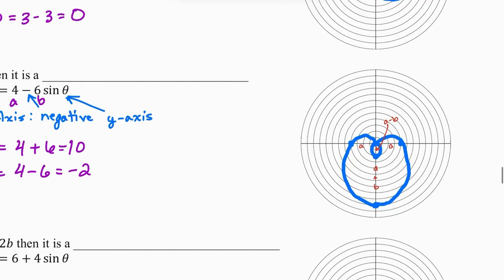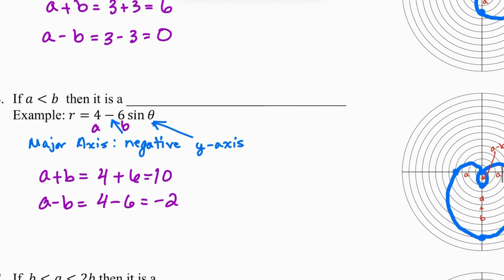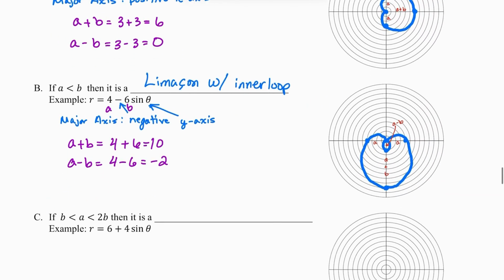So this is what we call a limaçon with an inner loop. Or you can call it an inner loop limaçon if you want to. In this class, you don't have to really state what the graph is, but it's nice to know if I ask you, hey, graph me a limaçon with an inner loop, and you know what that looks like.